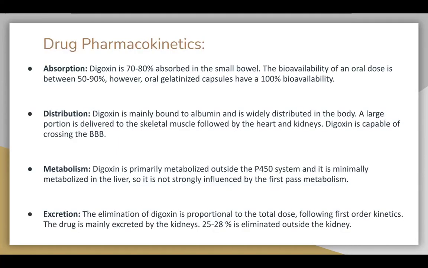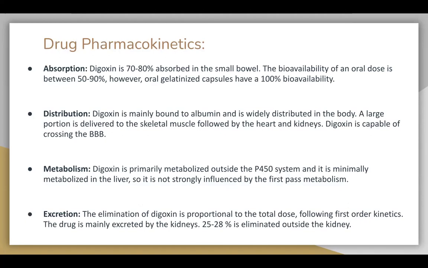Drug pharmacokinetics for absorption. Digoxin is 70 to 80% absorbed in the small bowel. The bioavailability of the oral dose is between 50 to 90%. However, the oral gelatinized capsules have 100% bioavailability. Distribution: digoxin is mainly bound to albumin in the blood, and it's widely distributed to the body.